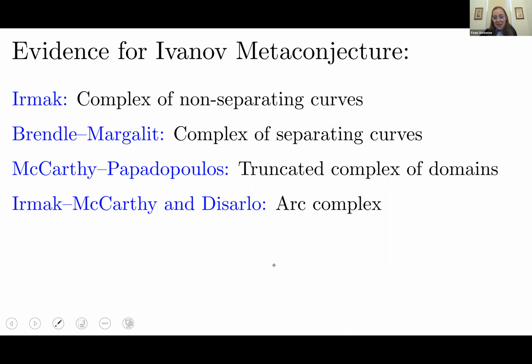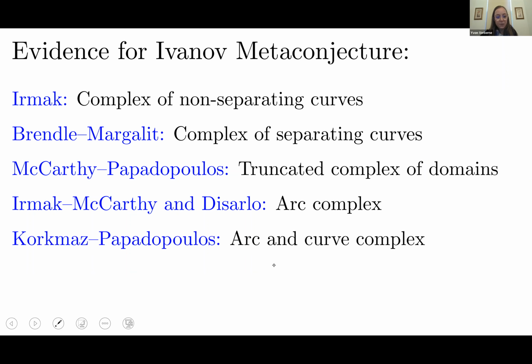Work of Ermac, McCarthy, and DeSarlo studied the arc complex, where the vertices are isotopy classes of essential simple proper arcs, where an arc is considered to be proper if the endpoints are either on the boundary or at a marked point. The arc complex also satisfies the Ivanov metaconjecture. Work by Korkmaz and Papadopoulos studied the arc and curve graph, an object where the vertices are either simple essential proper arcs or essential simple curves.